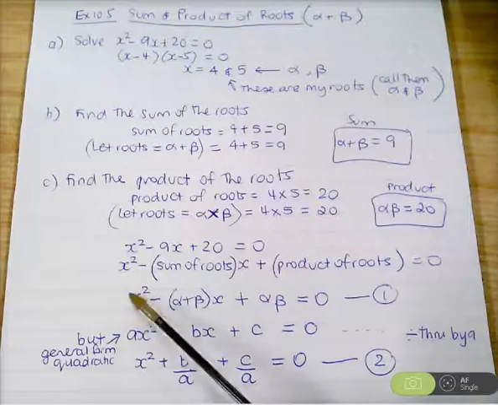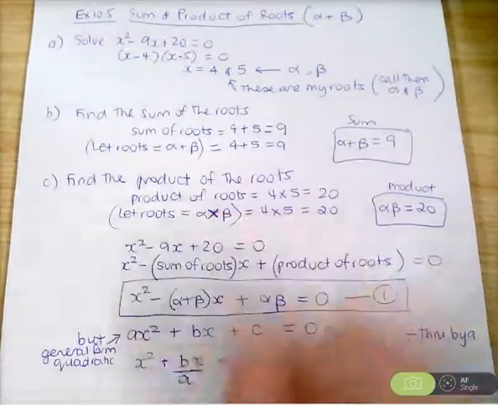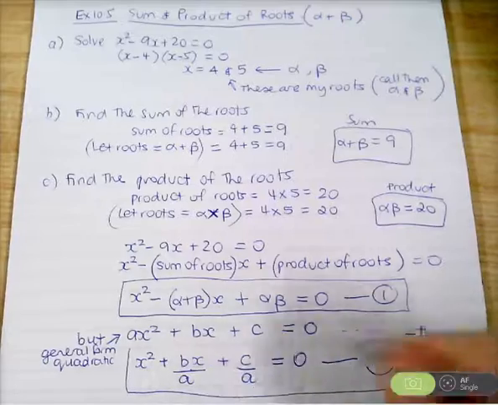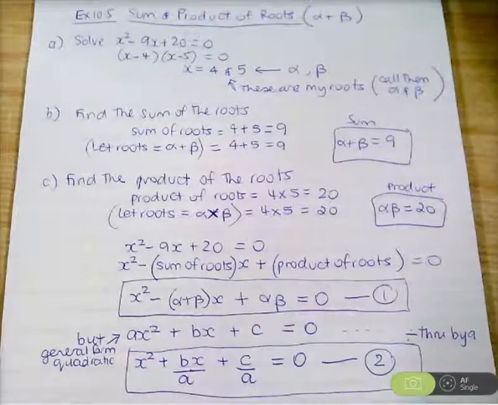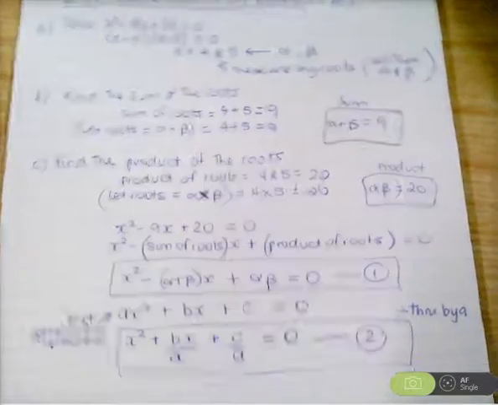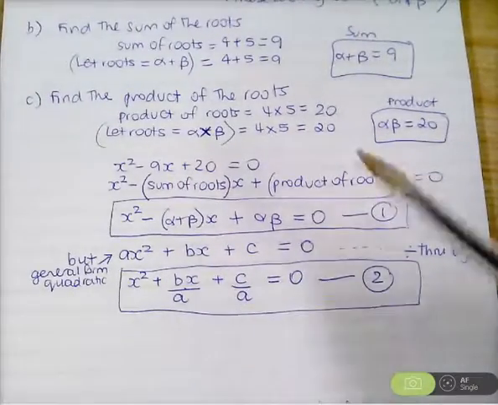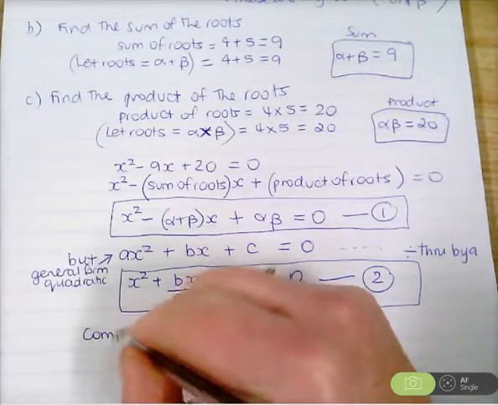But I want the x squareds to look the same. So this is what I'm doing now. I'm comparing this box here, equation 1, with equation 2. So now I'm going to come up with 2 little conclusions. And for those of you that have done sum and product of roots before, you'll know what I'm about to write. Let's compare.